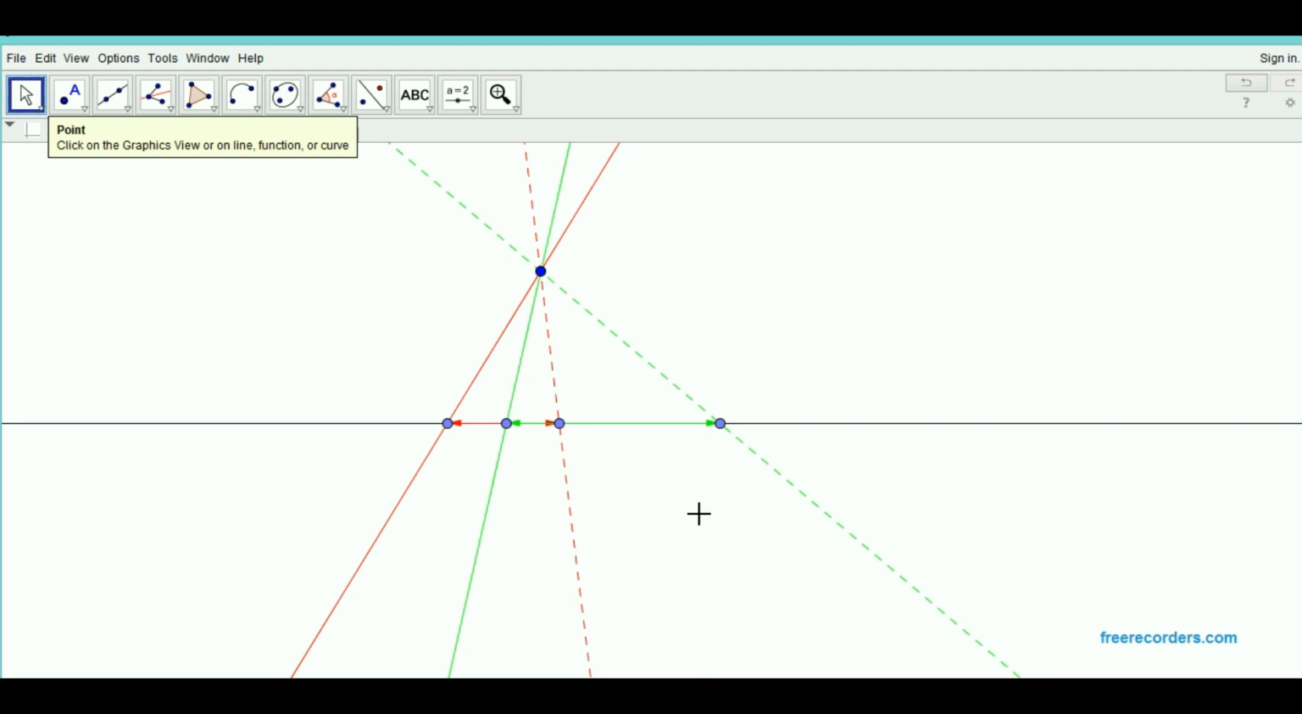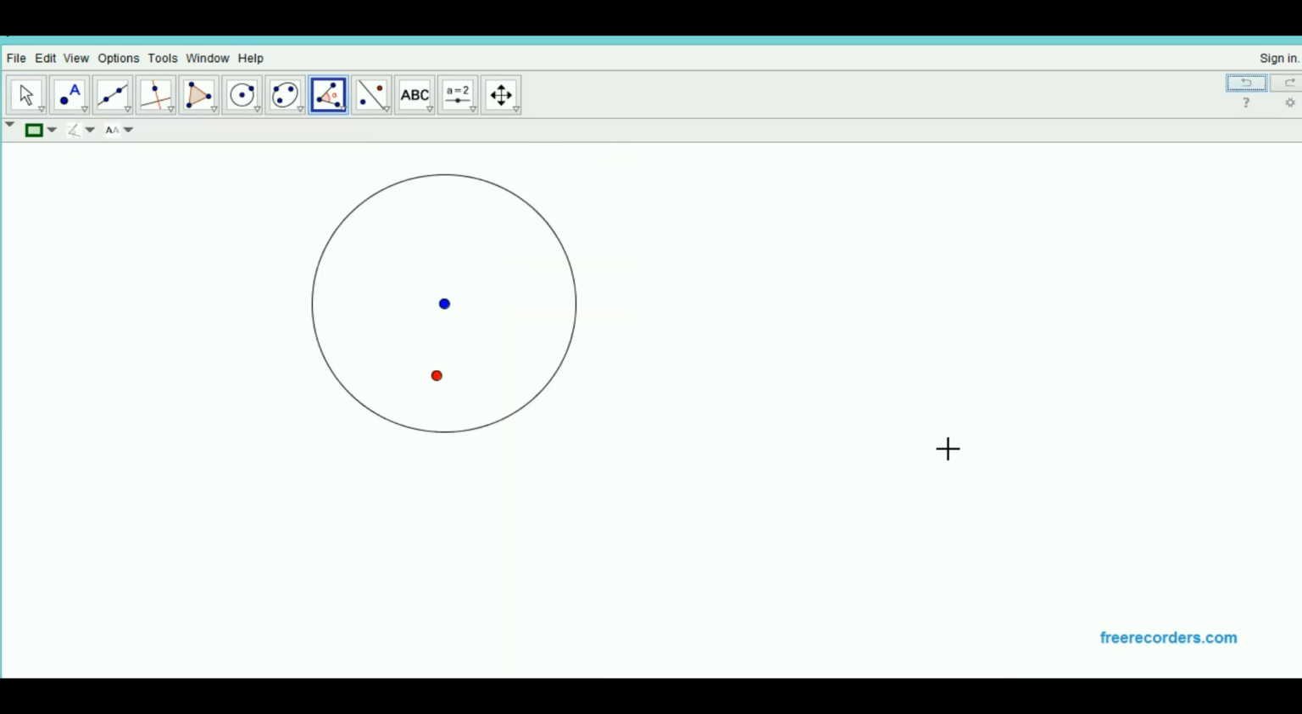Now we're going to have a look at the interesting question of how do you construct tangents from a point that's interior to a conic. And we'll see that that also relates to these kind of complex triangles. Suppose we have a conic and we have a red point which is interior to it. Let's say we also have a blue point which is the centre of the conic.